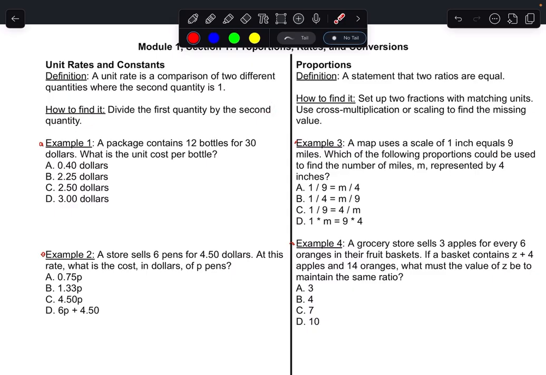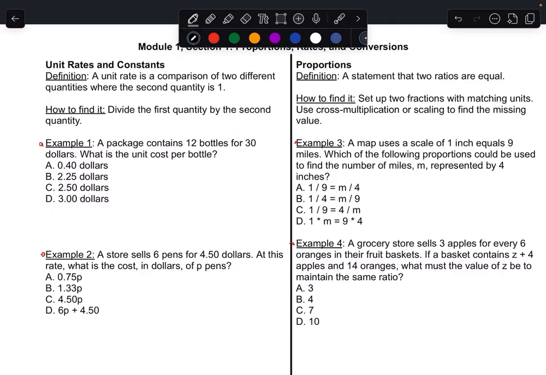When we say the second quantity, it can be very abstract of what you want the first or the second to be. For example, in number 1, you have a package with 12 bottles for $30. What's the unit cost per bottle? That typically means, in this case, how much does one bottle cost? 12 of them cost $30. So how much does one of them cost?